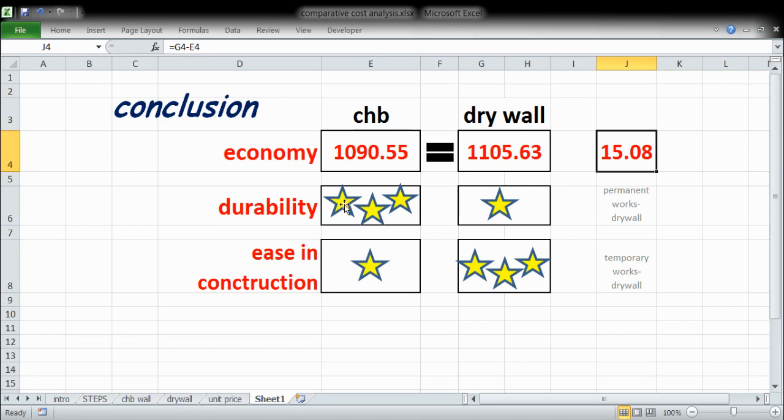With regards to durability, of course, we know that CHB is more durable than drywall, so I give CHB 3 stars and only 1 star for the drywall. In ease of erection, it is much easier to construct the drywall compared to CHB. So, if you are going to do permanent works, it is much better to use CHB. For temporary works, use drywall. Again, if you are going to make a conclusion, use these three categories.